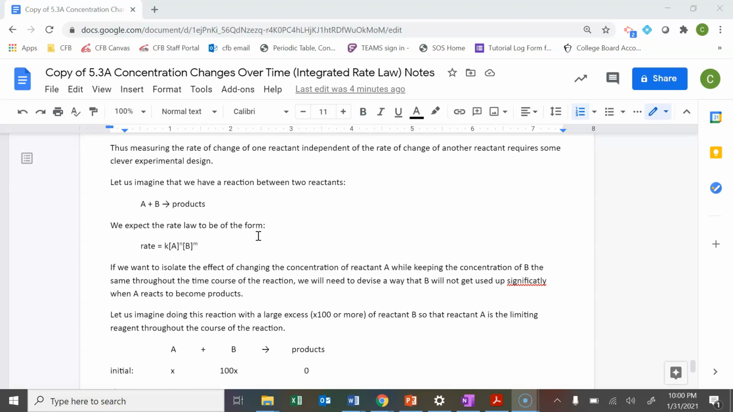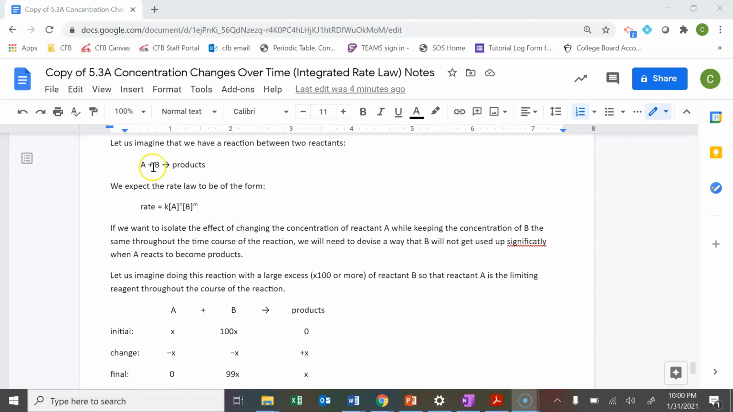So imagine that we have a reaction between 2 reactants. Let's call it A plus B yields product. We'd expect the rate law to be rate equals k times [A] to the n times [B] to the m. Concentration of A to the n times concentration of B to the m.